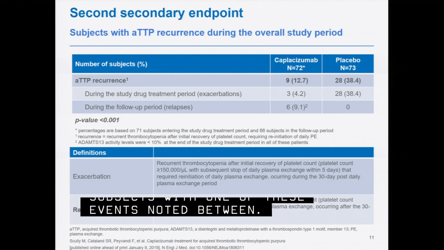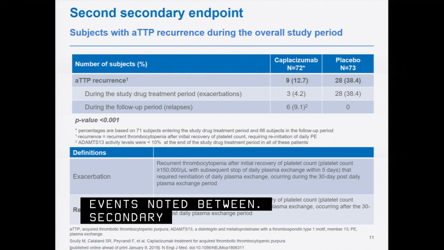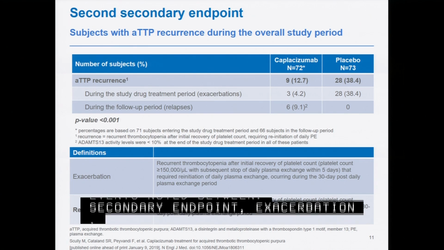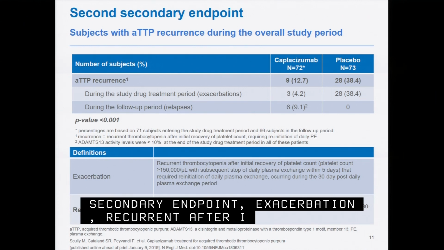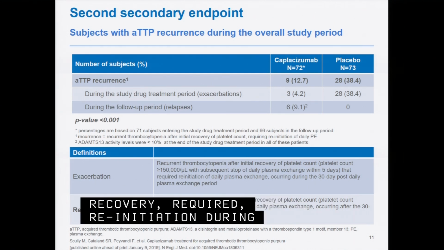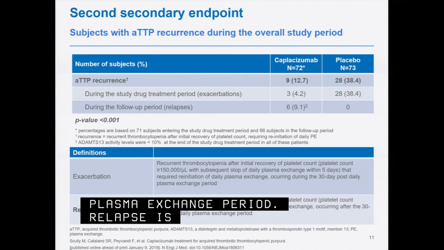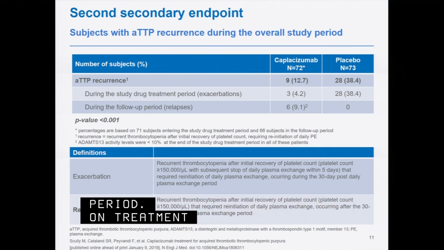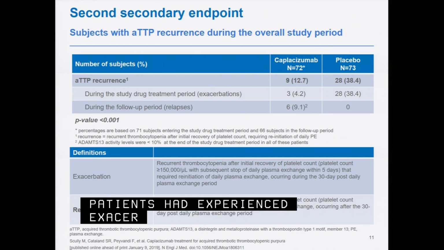For a secondary endpoint, I must define exacerbation and relapse here. Exacerbation is found on the bottom here: recurrent thrombocytopenia after initial recovery of platelet count that required reinitiation of daily plasma exchange, occurring during the 30-day post-daily plasma exchange period. Relapse is essentially the same, but after the treatment period and no longer on treatment. You'll see the differences here: on treatment, 3 patients experienced an exacerbation, while 6 experienced a relapse after treatment had been removed.